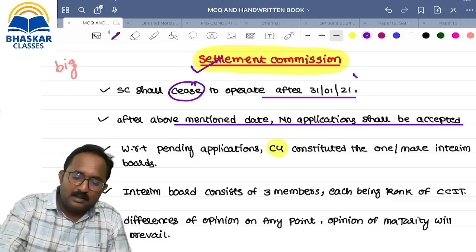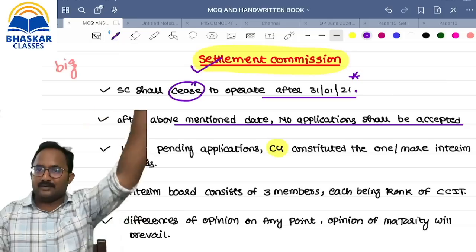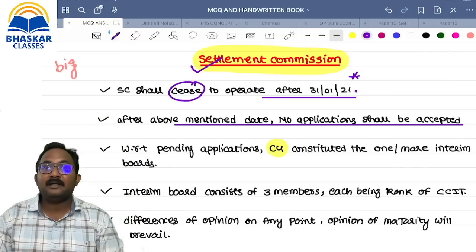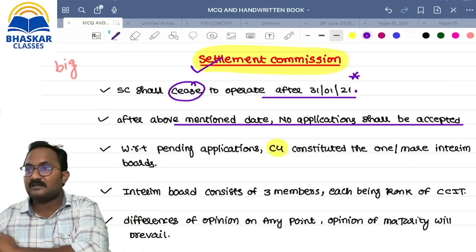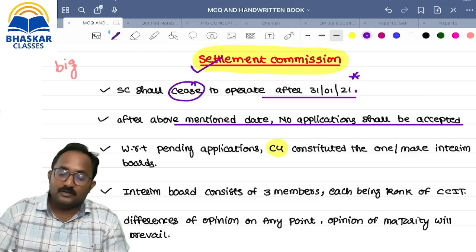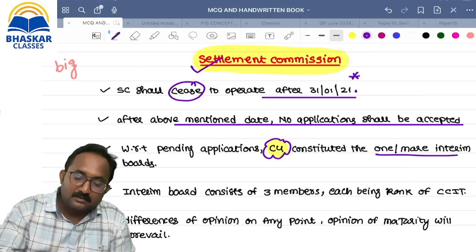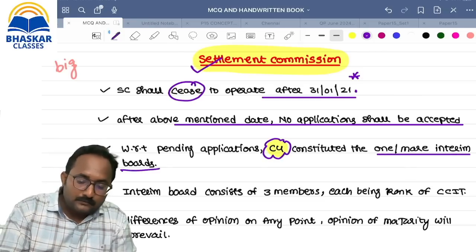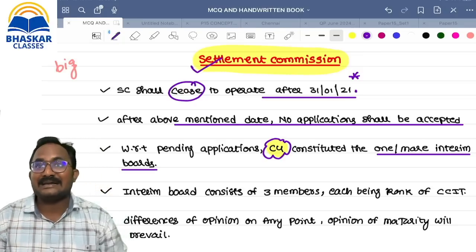What is the important date, ma? 31/1/2021. Long ago it ceased. So what about the pending applications? Before that date, we had already made applications. With respect to the pending applications of the Settlement Commission, the work can be transferred to one or more interim boards by the central government.